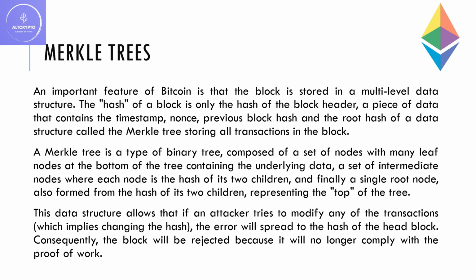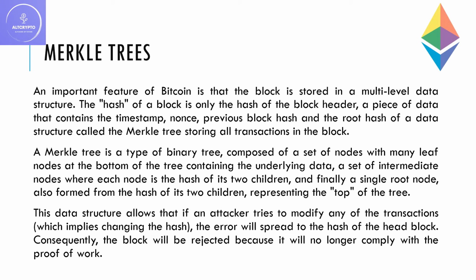Merkle trees. An important feature of Bitcoin is that the block is stored in a multi-level data structure. The hash of a block is only the hash of the block header, a piece of data that contains the timestamp, nonce, previous block hash and the root hash of a data structure called the Merkle tree, storing all transactions in the block.